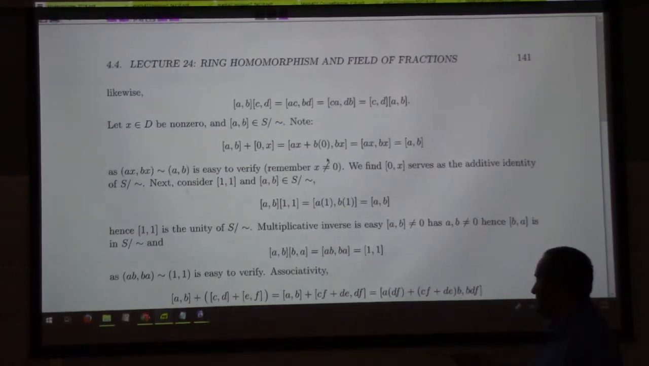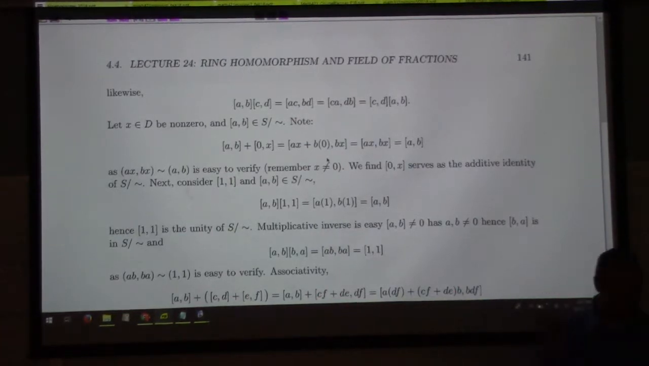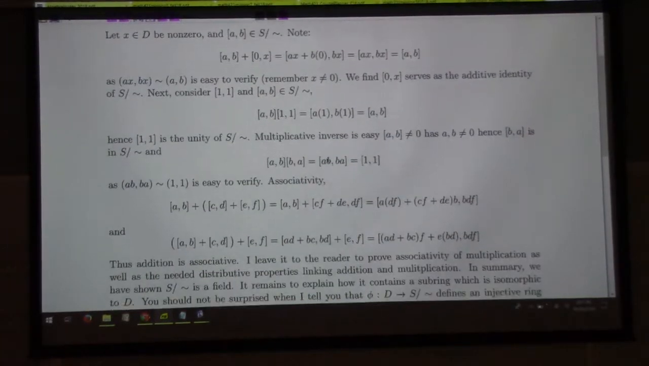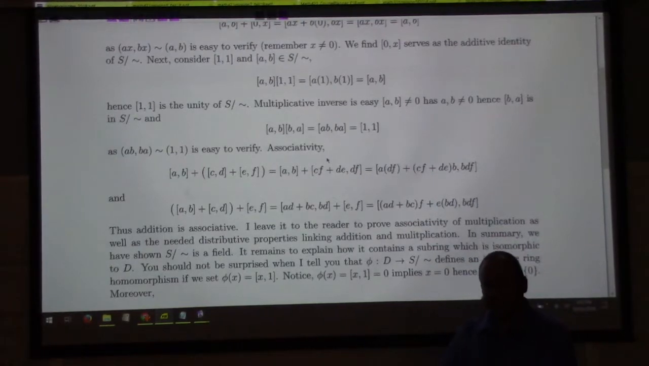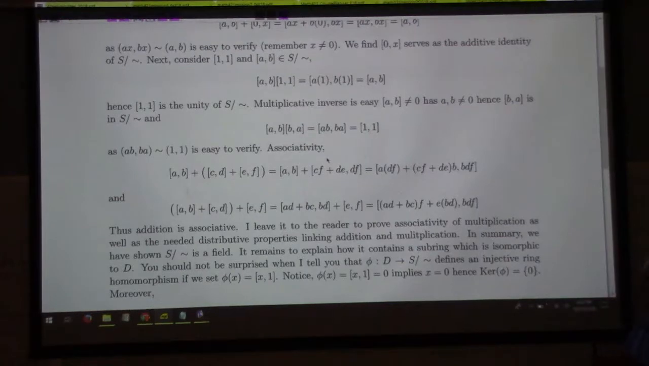And, you know, here's associativity. You should read through this and think about it for yourself. I might actually give you a homework problem based on verifying some bit of this here or there. The larger point is that this construction I'm showing you makes sense for any integral domain. What's an integral domain? Commutative ring, no zero divisors, right? So we can build a field of fractions from any integral domain. That's what this construction shows you.